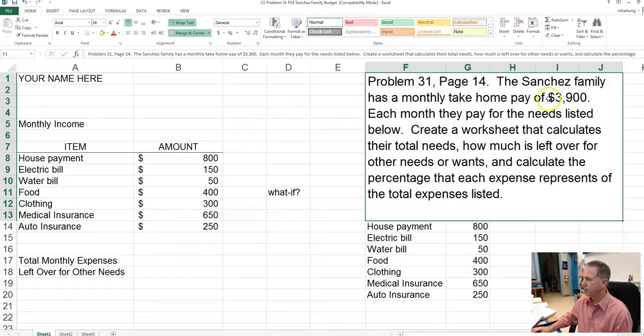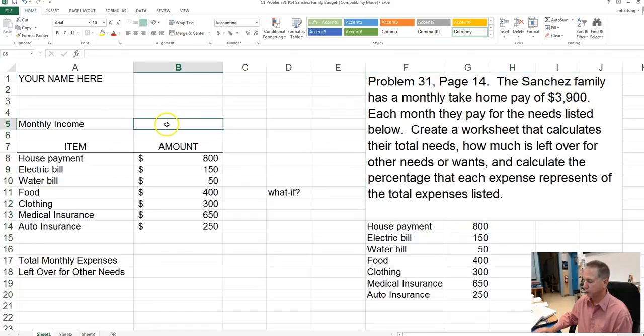We have a monthly income to deal with here, $3,900. We can place right here. And decrease the decimal places by 2.